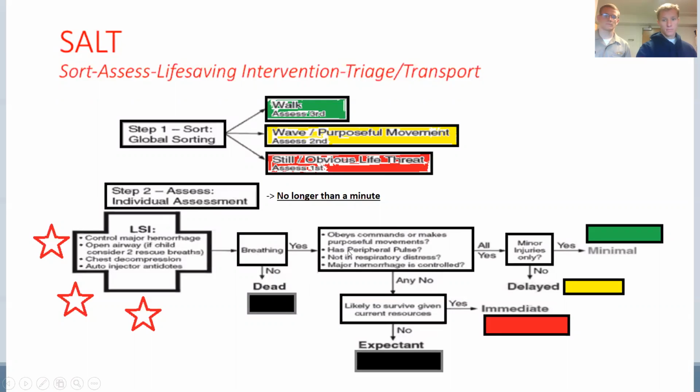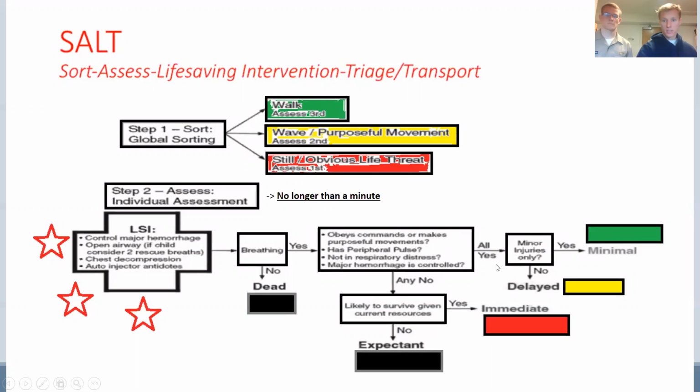If they are breathing, they obey commands, make purposeful movements, have peripheral pulses, are not in respiratory distress, and major hemorrhaging is controlled, yes, move on to the next one. No, are they likely to survive? No, expectant. So they're going to die, so you black tag them. If they are likely to survive given the resources, but they have a no on any of these, they're immediate. So put them on a red tag and get them to the hospital as soon as you can.